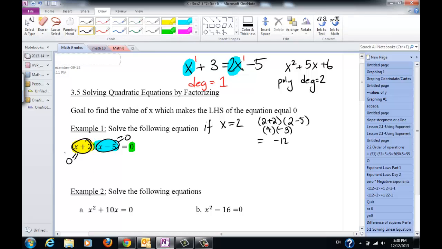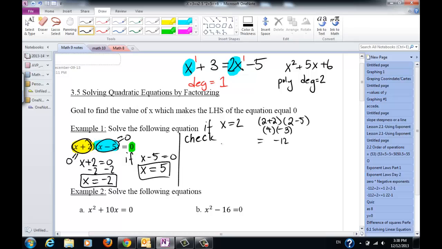So for that, I could say, okay, well, if x plus 2 equals 0, subtract 2 from both sides, then I get x is equal to negative 2. On the blue piece, if x minus 5 equaled 0, then x is equal to, if I add 5 to both sides, I get 5. What does that mean? Let's check it.